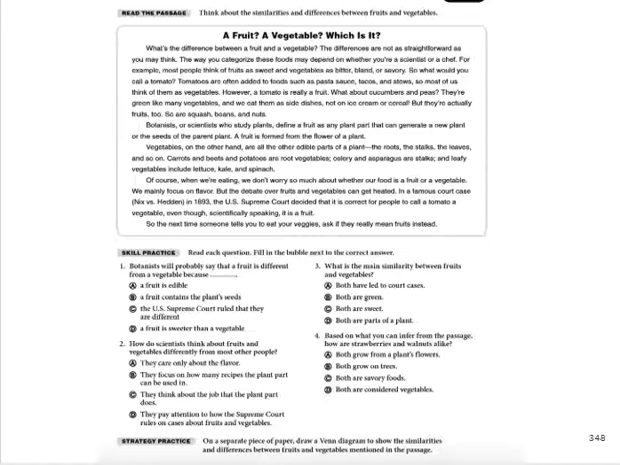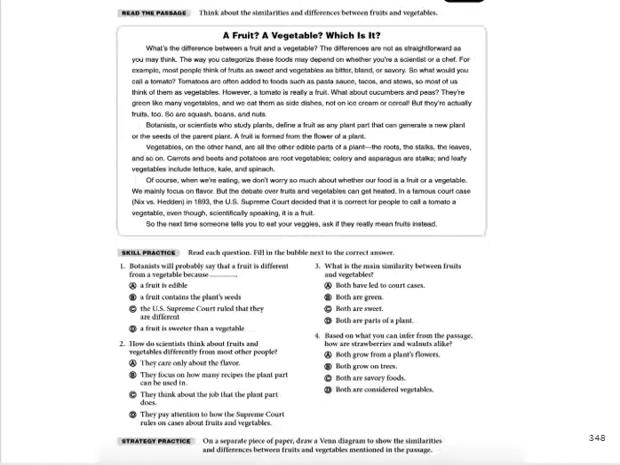A fruit? A vegetable? Which is it? What's the difference between a fruit and a vegetable? The differences are not as straightforward as you may think. The way you categorize these foods may depend on whether you're a scientist or a chef. For example, most people think of fruits as sweet and vegetables as bitter, bland, or savory. So what would you call a tomato?